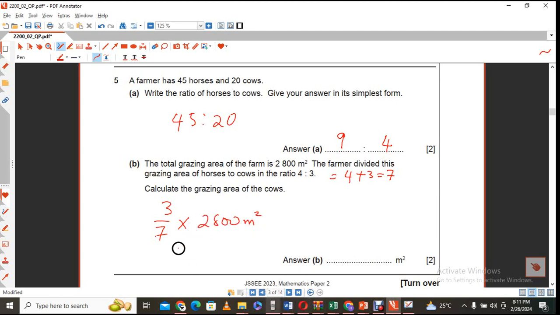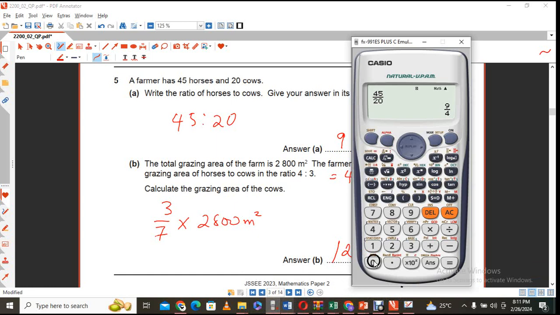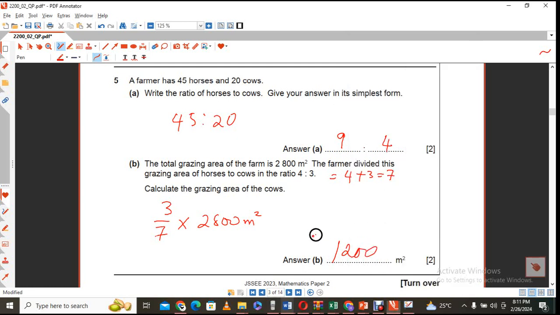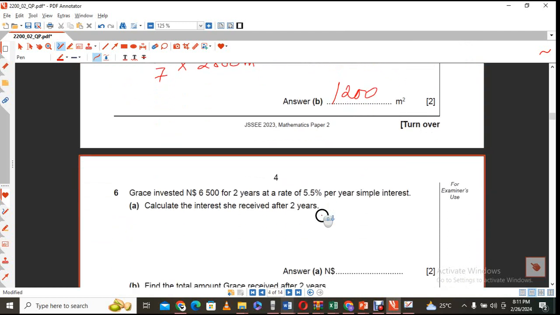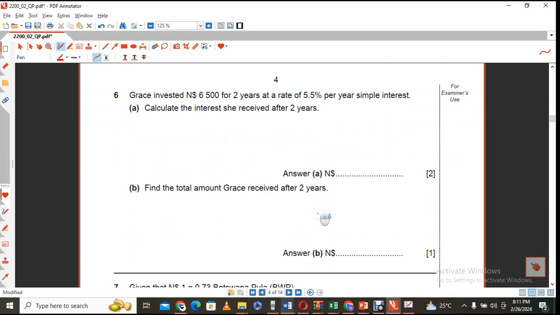And you can go ahead and multiply and see. All right, so 7 goes into 2,800 4 hundred times, so it's 1,200. Of course, you can use your calculator just to verify your answer. When you say 3 upon 7, multiply that with 2,800. Of course, you see that it's 1,200. That is the grazing area for the cows. Again, remember, if it seems like I'm moving too fast, you can always pause and work out and see if you arrive at the same answers.